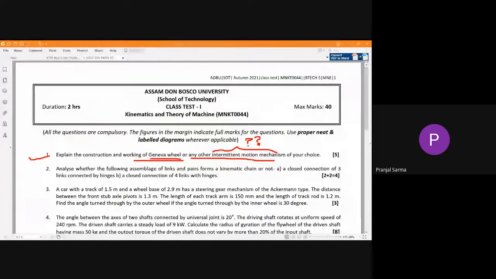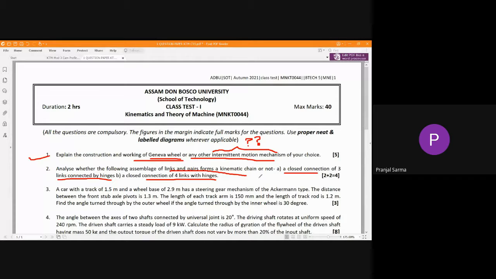Okay. So we are discussing that you have to explain the construction and working of Geneva wheel or any other kind of intermittent motion mechanism. Here I believe there should not be any confusion. All of you might have written about Geneva wheel. The diagram also is important. The next question is that you have to analyze whether the following assemblies of links and pairs are forming a kinematic chain or not. One is a close connection of three links with hinges, and the second is a close connection of four links with hinges.